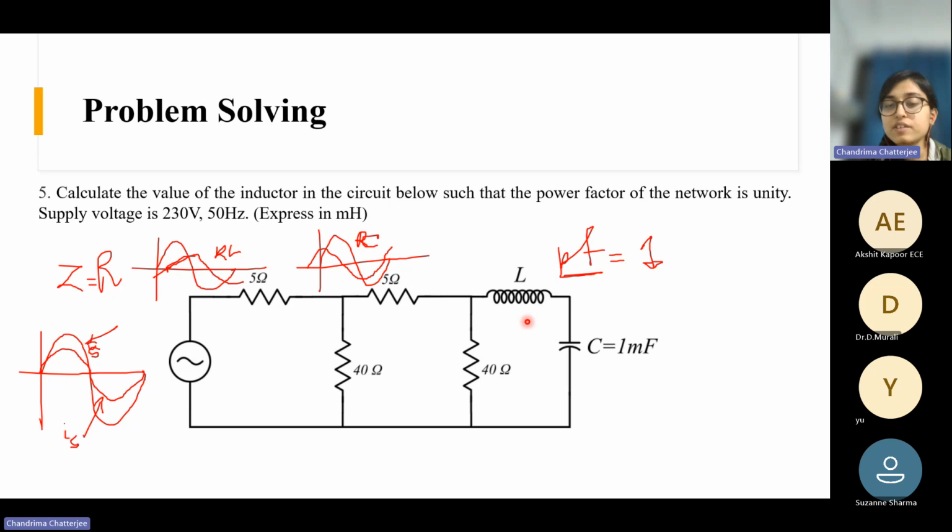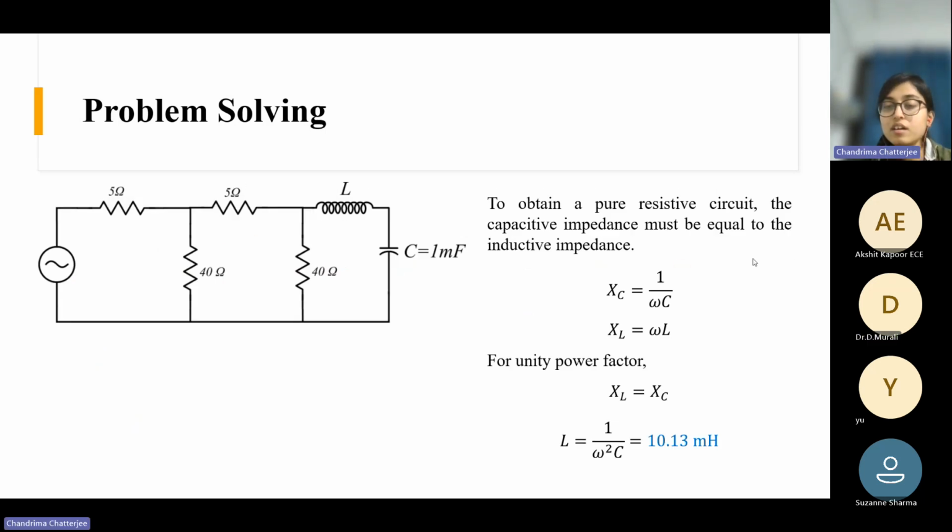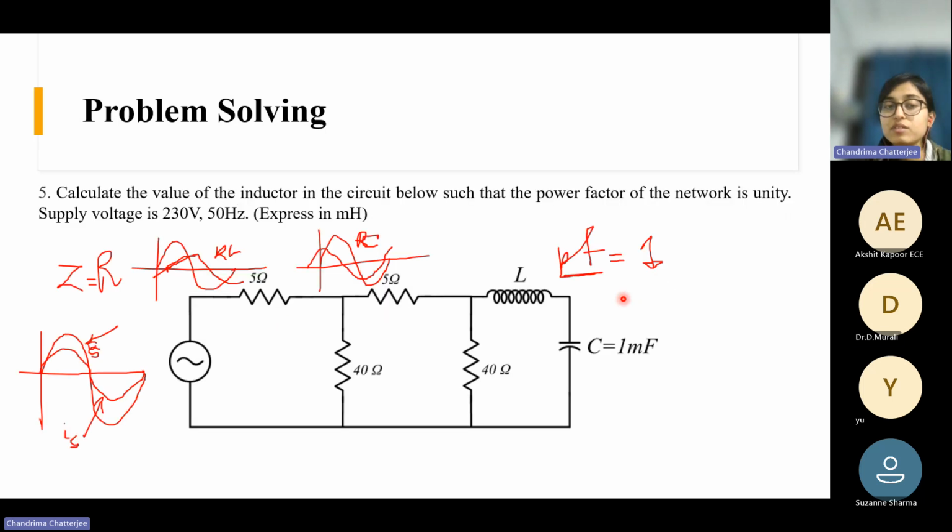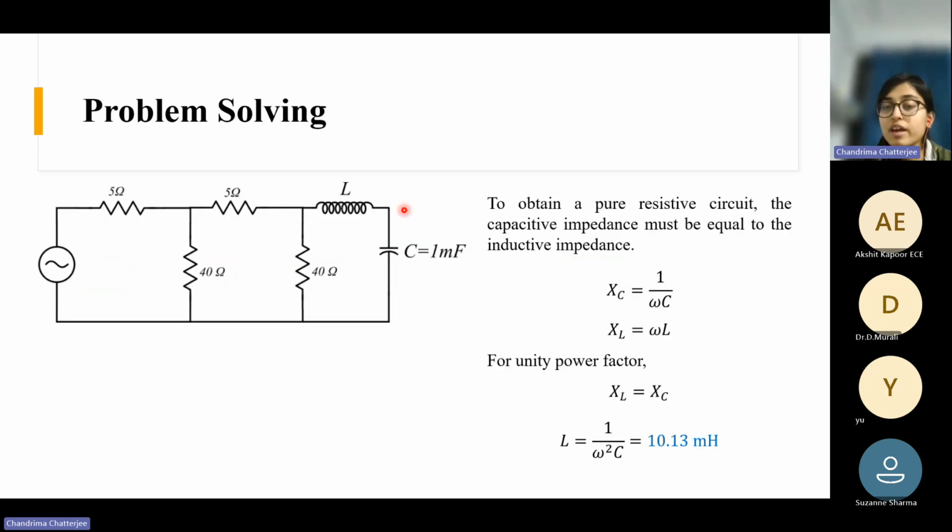So the solution is very simple here. How do we define capacitive reactance? 1 by omega C. This reactance is at a particular frequency, and the frequency here is the supply frequency, which is given as 50 hertz. So at 50 hertz, the capacitive impedance is 1 by omega C, and the inductive impedance is omega L. So if we can ensure XL is equal to XC, then there will be no reactive impedance here because they will cancel each other. This is the inductive reactance and the capacitive reactance. They will cancel each other, and the whole impedance will be purely resistive.